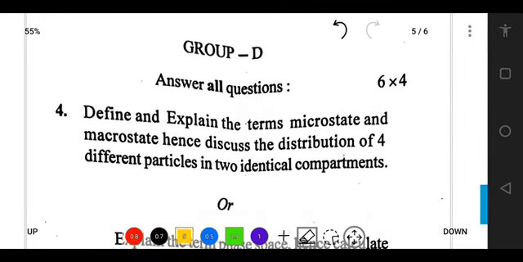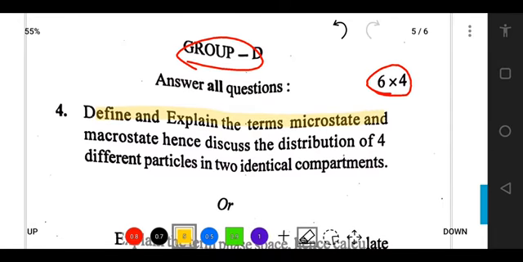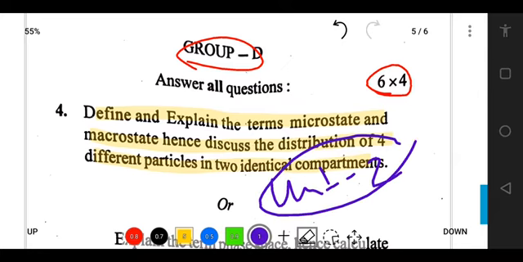Next question is Group D. This is our long type of question, that is 6 into 4. Then it asks to define and explain the terms microstate and macrostate, hence discuss the distribution of four different particles and two identical components. This comes from Unit 2. Okay, check it.